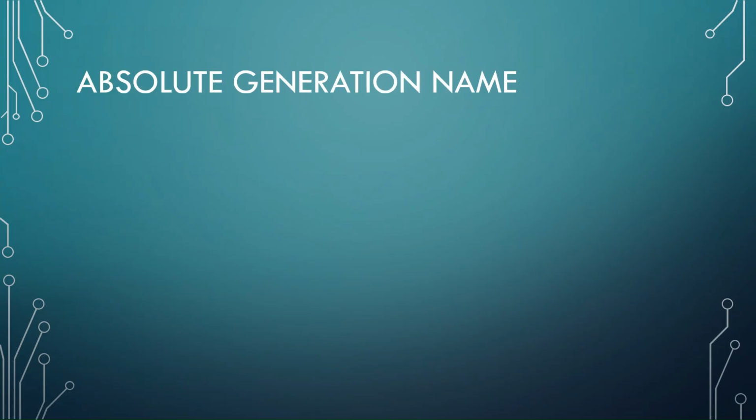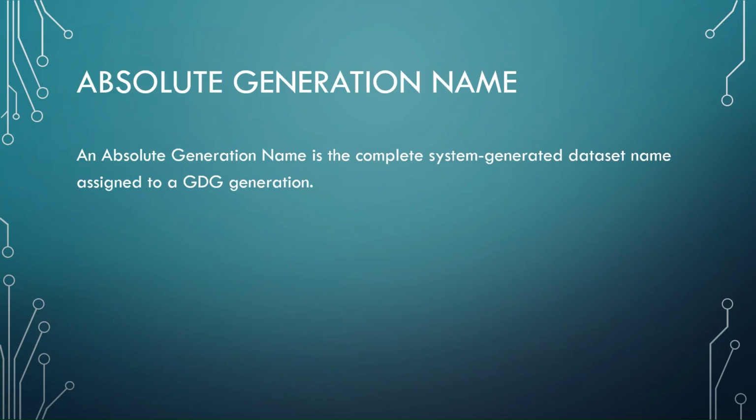Next is the absolute generation name. While programmers usually use relative generation numbers, mainframe internally creates an absolute generation name. For example, employee file dot G0005V00. The G0005 is the generation number, V00 is the version number. These names are automatically generated by the operating system. Normally, developers do not hardcode these names because relative references are easier to maintain.